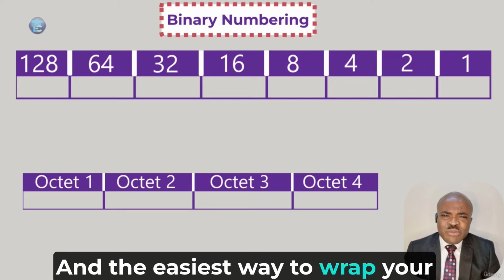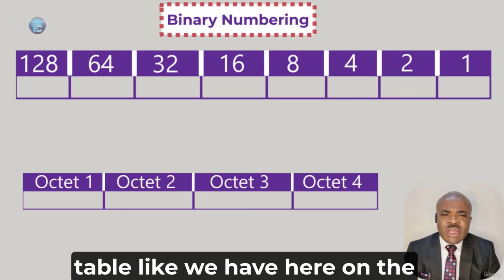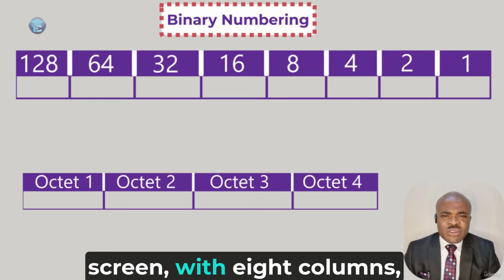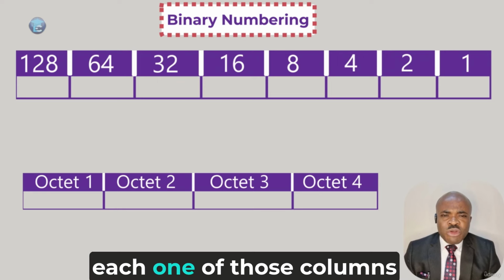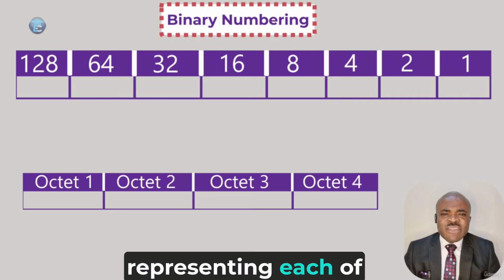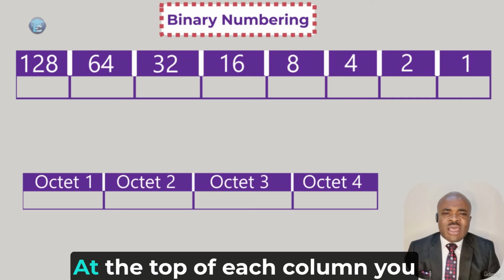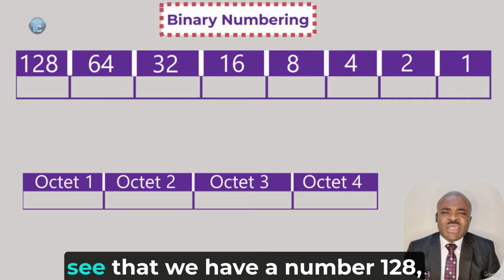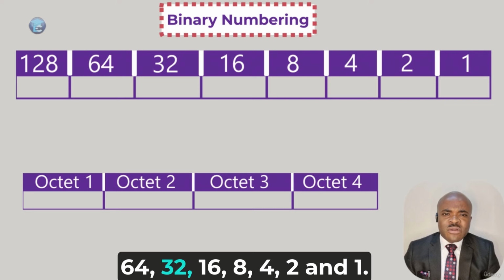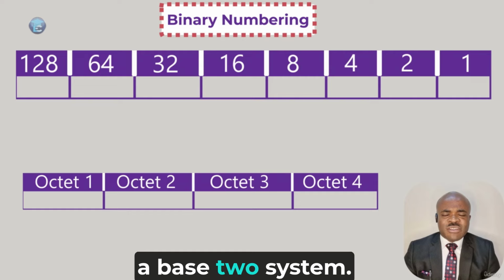And the easiest way to wrap your head around this is to create a table like we have here on the screen with 8 columns. Each one of those columns representing each of the 8 bits. At the top of each column, you see that we have a number 128, 64, 32, 16, 8, 4, 2, and 1. Binary is what we call a base 2 system.